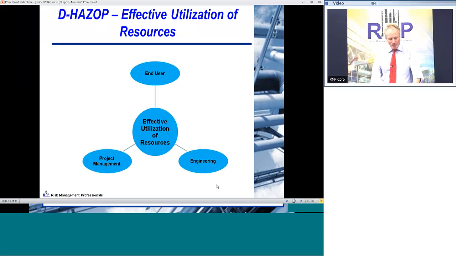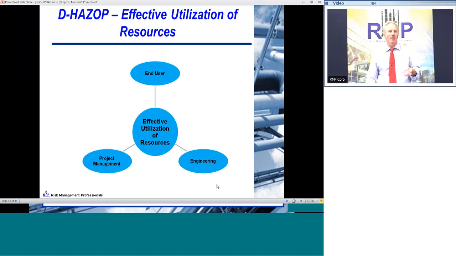So let's talk about effective utilization of resources. HAZOP studies are very resource intensive. Everybody knows that. You've got a lot of people involved in the design process, though. The end user, engineering, project management, all these resources are available to the designer. So it's a matter of, gee, these folks are involved anyhow. They're often part of the team. How do we utilize those resources and get the most out of it? And a HAZOP study is a framework for doing that. In fact, we'll talk more about resources in just a couple of minutes.